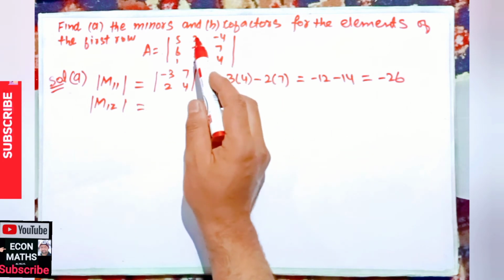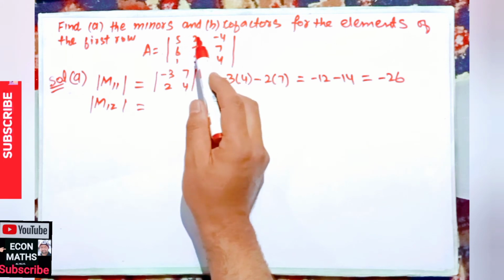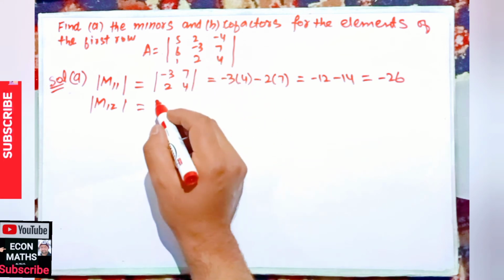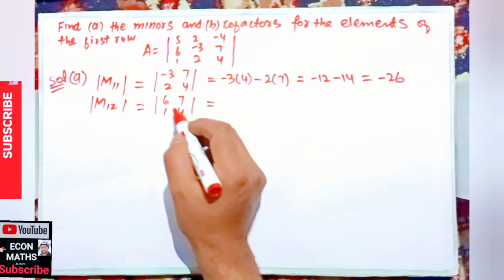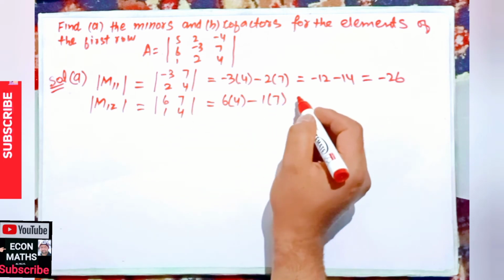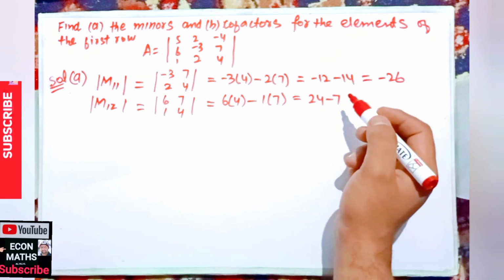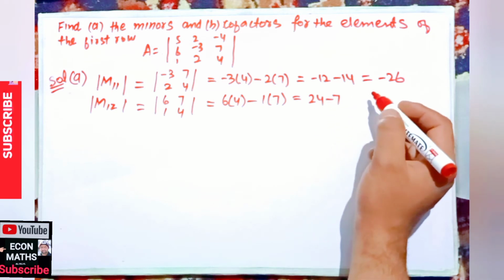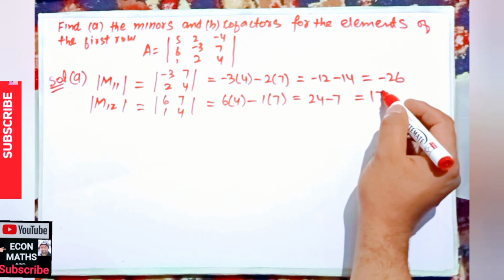Now what we will do, we will mentally delete the row and the column in which the second element appears and take the determinant of the remaining elements. The remaining elements are here 6, 1, 7, 4. So I will write here 6, 1 and 7, 4. Now solving this, this is 6 into 4 and minus 1 into 7. So this is 24 minus 7, that is equal to 17.